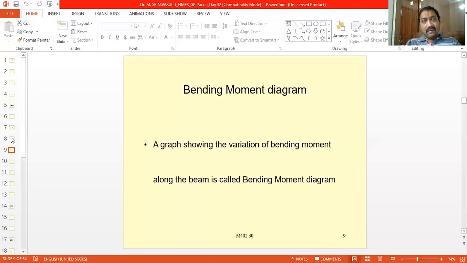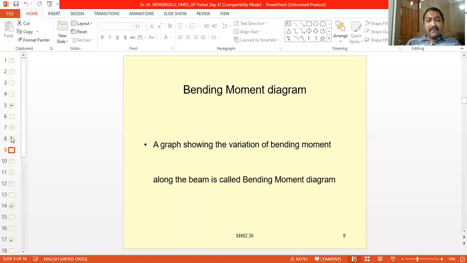And in the case of the bending moment diagram also, we can locate the points of the maximum and minimum bending moments on the length of the beam. That is the advantage of the construction of the shear force and bending moment diagrams.